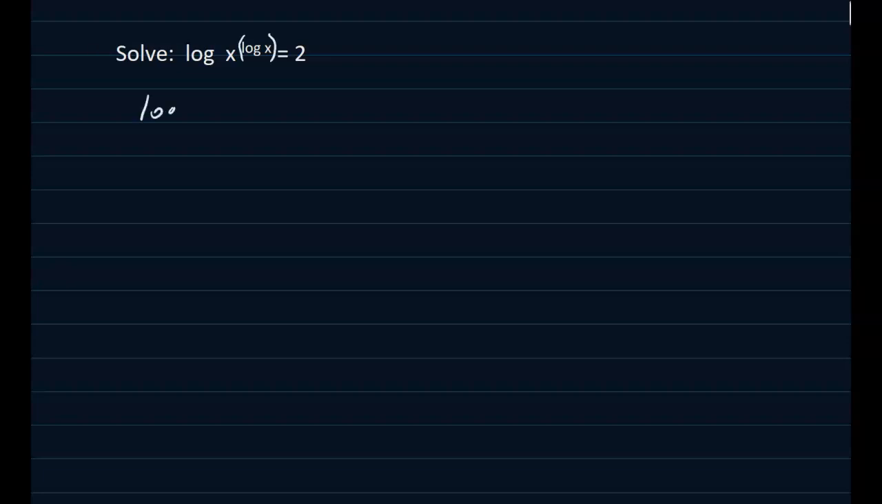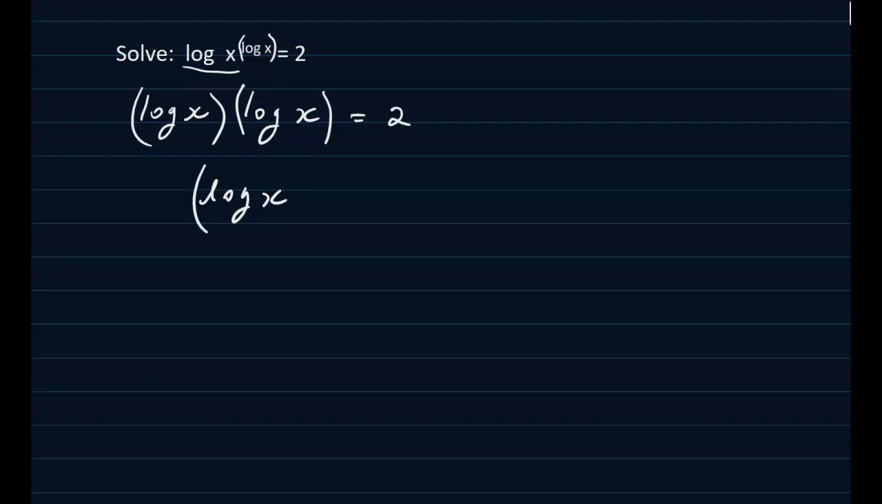So this becomes log of x, and then this is the actual log of x. We're going to leave that alone, and that's equal to 2. This is one of the log laws we are using, and this is log of x, all squared, is equal to 2.